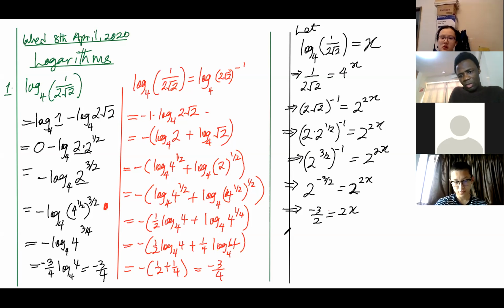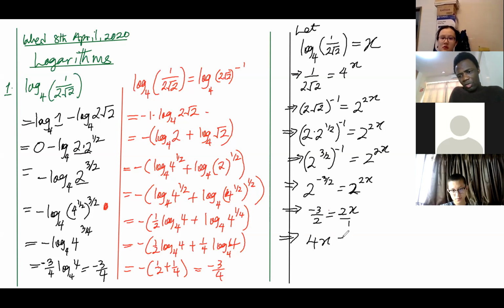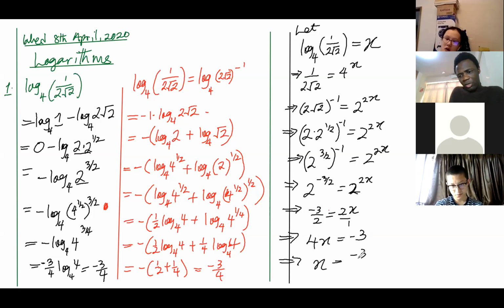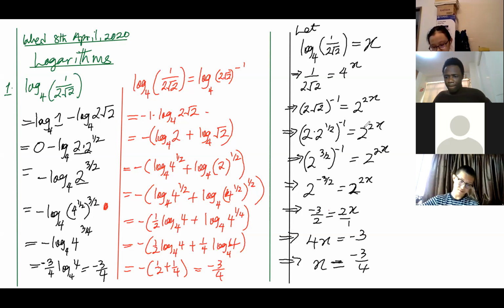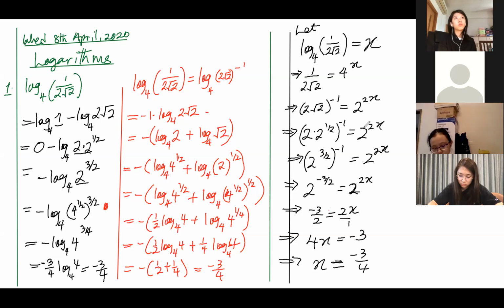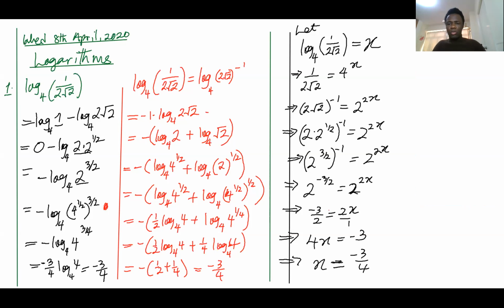Perfect. And if you cross multiply, because this is over 1, you get 4x equals -3, which means x is equal to -3/4. And what does x represent? X represents the whole thing. So which means the whole thing is -3/4. That's another way to do it. Good job. Any other approach by anyone else? Any other approach? Is this all we did?